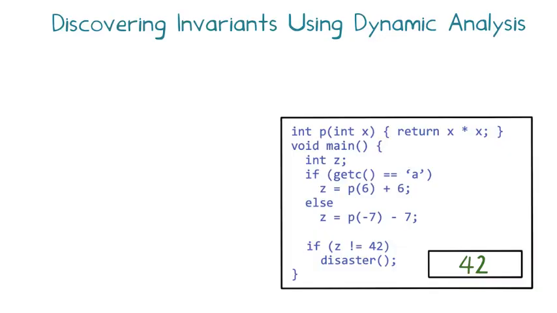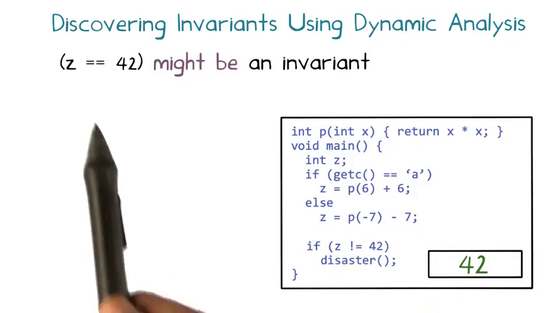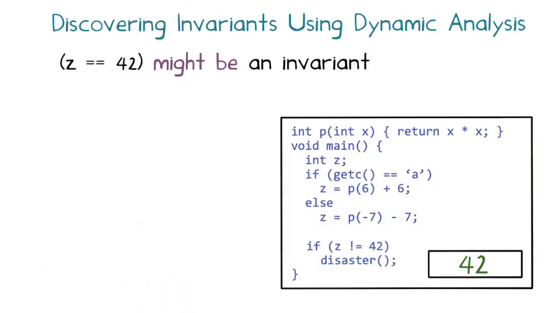Since dynamic analysis discovers information by running the program a finite number of times, it cannot in general discover information that requires observing an unbounded number of paths. As a result, a dynamic analysis tool like DICON can at best detect likely invariants. From any run of the shown program, DICON can at best conclude that z equals 42 is a likely invariant. It cannot prove that z will always be 42 and that the call to disaster can never happen.